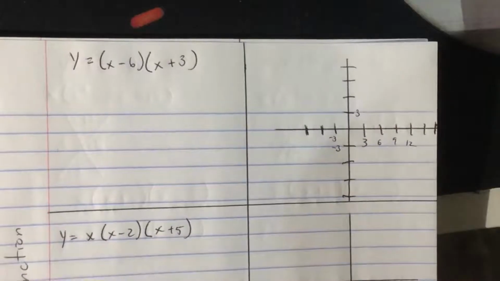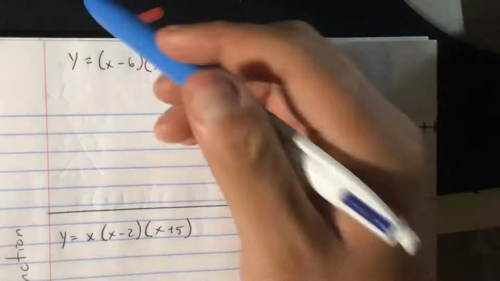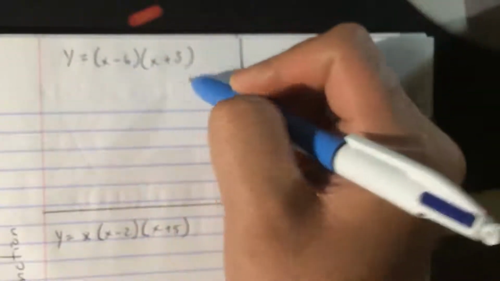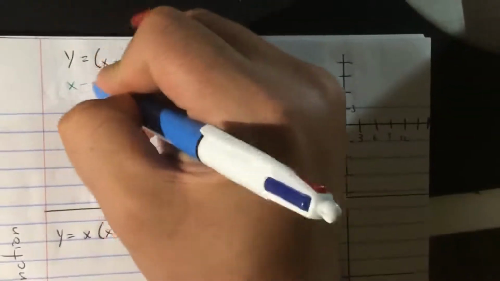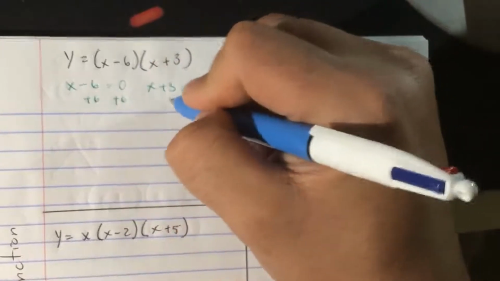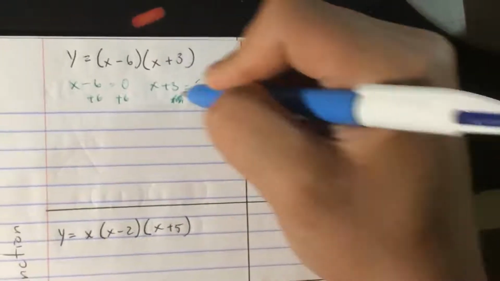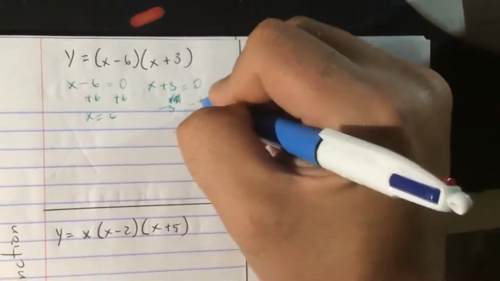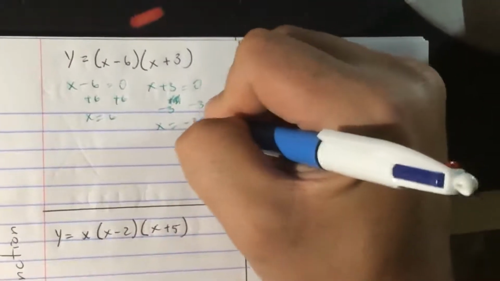For this one, the first thing we have to do is find our zeros. We can just set this equal to 0. So x minus 6 equals 0, and x plus 3 equals 0. If we do the math, plus 6 to both sides, x is equal to 6. Minus 3 to both sides, x is equal to negative 3.